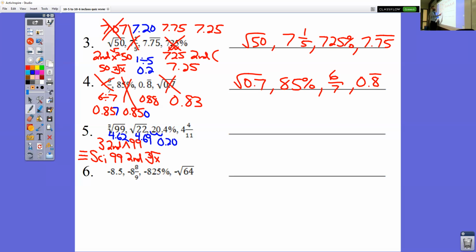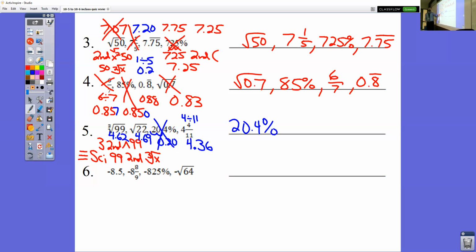4 and 4/11. The big number goes in front of the decimal point. So that 4 goes in front of the decimal point. Then you have to do top divided by bottom. 4 divided by 11, you get 0.36. So that 0.36 goes after the decimal point. Your lowest number here would be 20 cents, which is 20.4%.